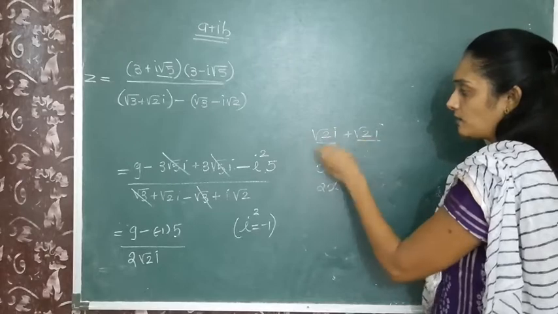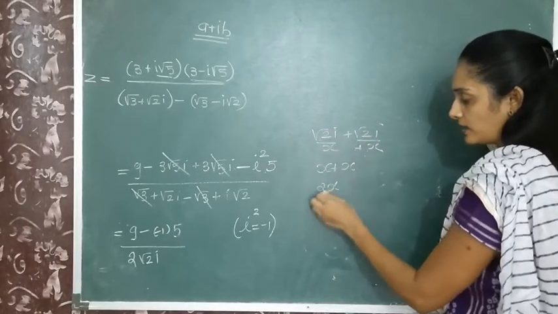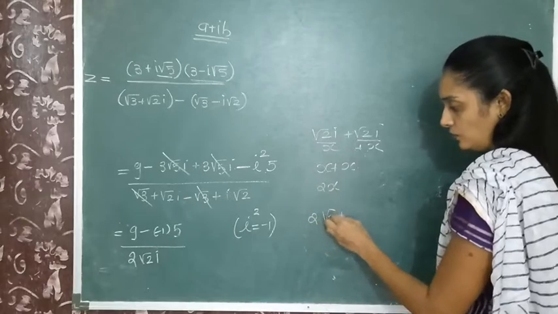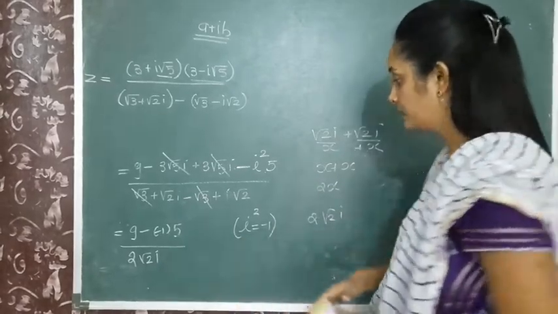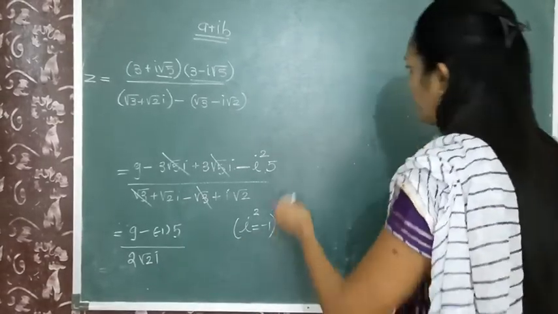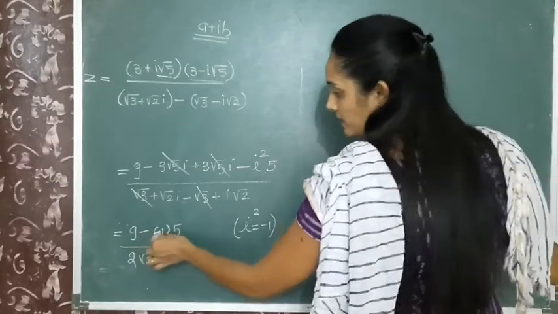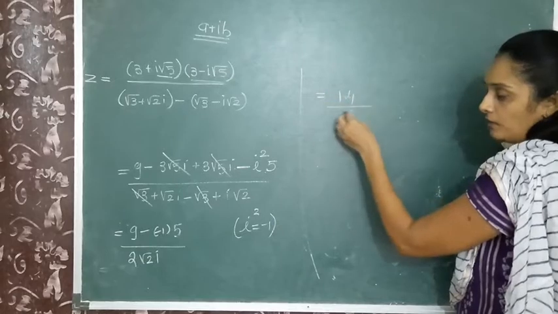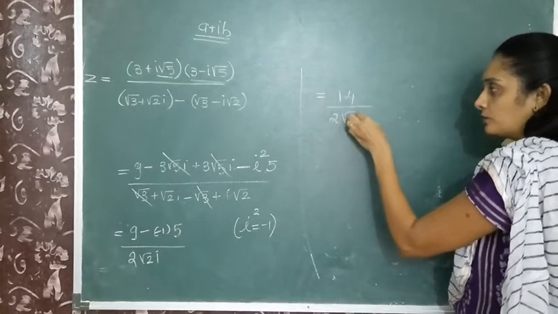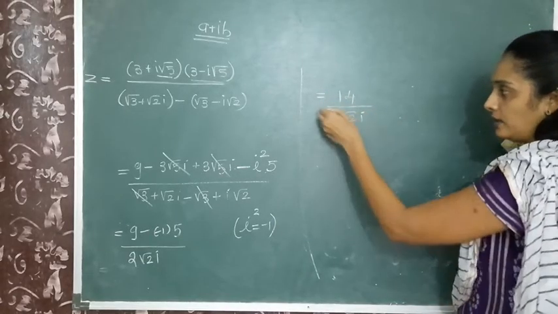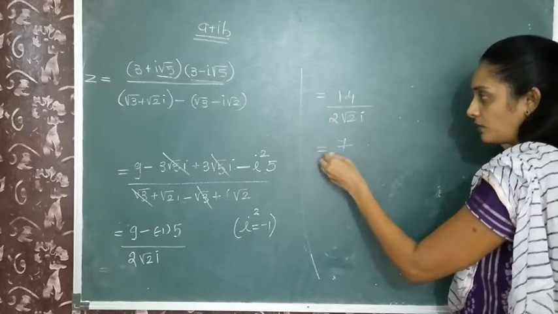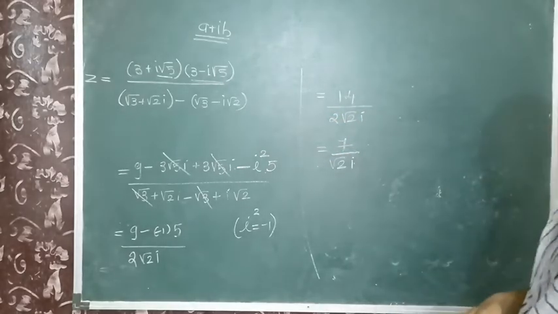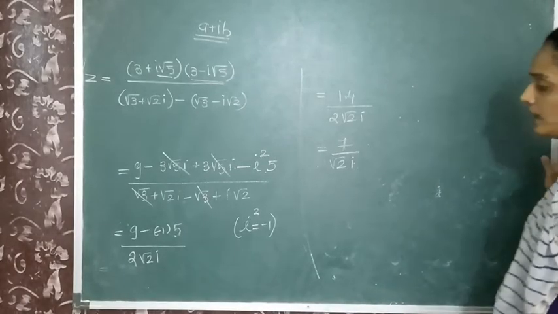Assume that this term is x. So we can write 2x and we can now replace the value of x. So 2 root 2i. Okay. Now minus minus plus. So 9 plus 5, so 14 upon 2 root 2i. So 7 upon root 2i.